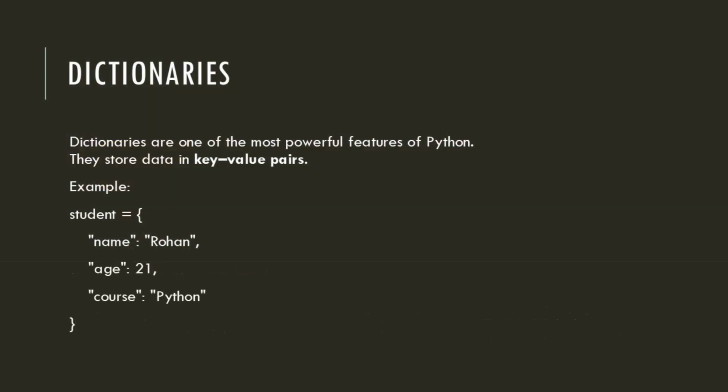Dictionaries are one of the most powerful features of Python. They store data in key value pairs. Example, student equal to starting curly brace, name Rohan, age 21, course Python and ending curly brace. So here we see that we created a dictionary called student with 3 keys, name, age and course and specific values. We can access values by specifying the key within square brackets. For example, print student and within square brackets we mention the key name.